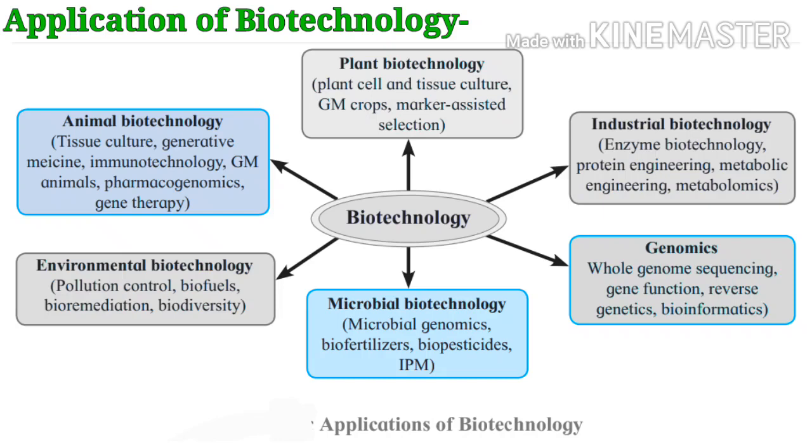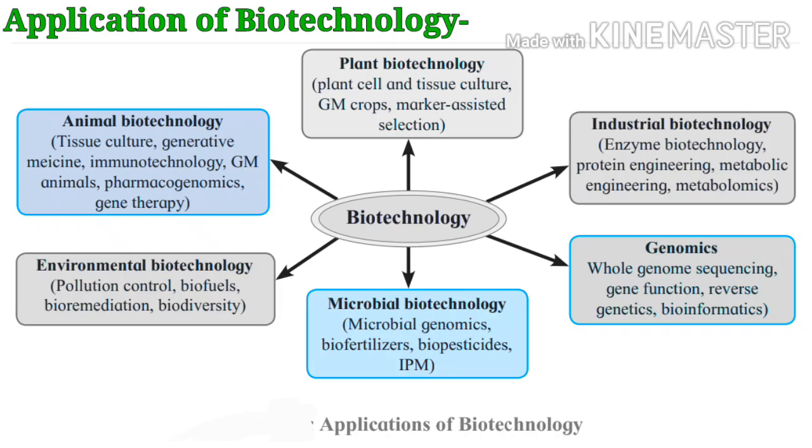Then another application is industrial biotechnology. In industry, enzymes, proteins, and different metabolites can be produced by using biotechnology. Then in genomics, biotechnology is used to know the whole sequencing of the genome and gene function. Then reverse genetics. Reverse genetics means what? To understand the function of genes, that is reverse genetics.